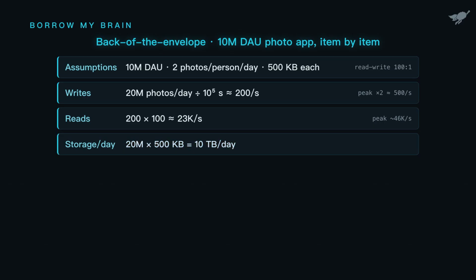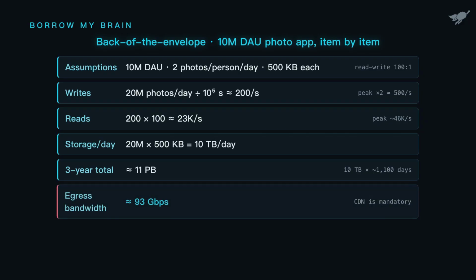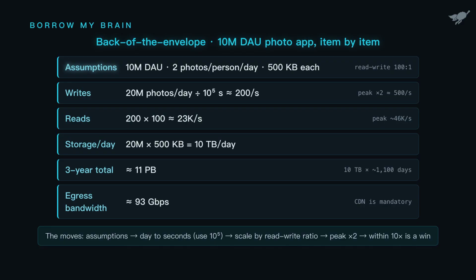Item 1, write rate. 10 million people times 2 photos, 20 million photos a day. A day is 86,400 seconds. Just brutally round it to 100,000. Remember, we want the order of magnitude, not the decimal places. 20 million divided by 100,000 seconds is 200 writes per second. Traffic peaks, so multiply by 2. Peak is 500, give or take.